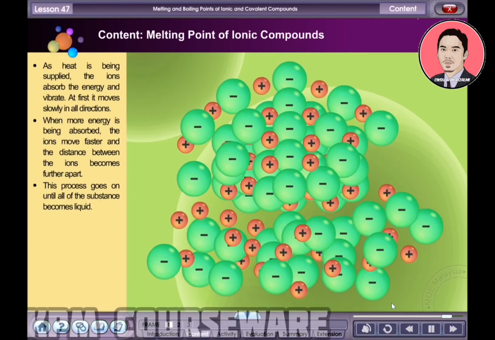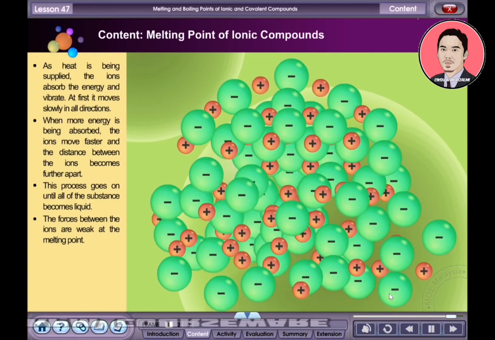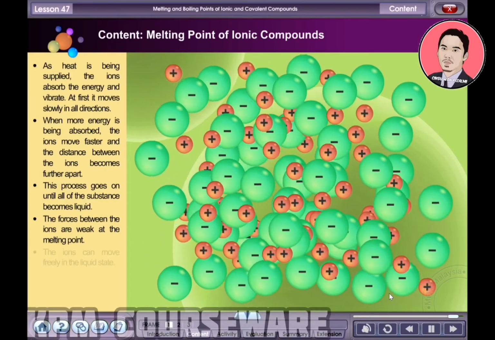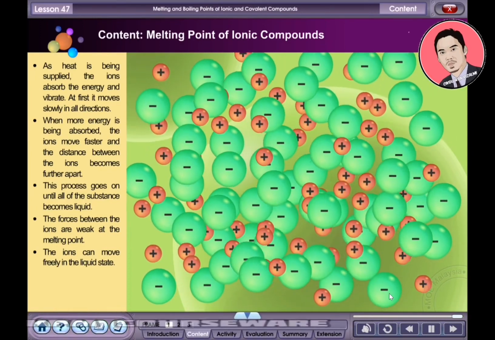At this point, that is the melting point, the forces between the ions are weak. Thus, the ions can now move freely in the liquid state.